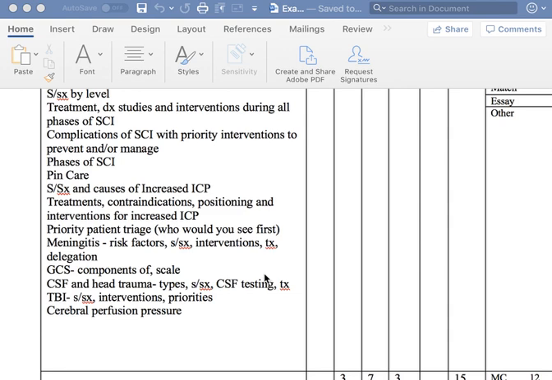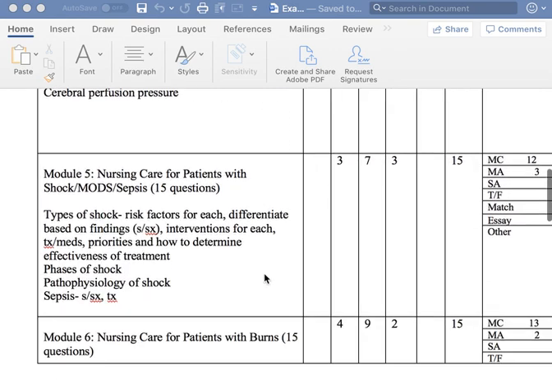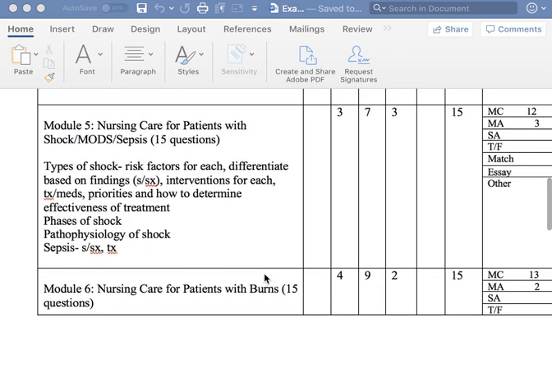Traumatic brain injury, page 1432. There's a really good case study here about the guy that came back from deployment. Make sure you take a look at that. It's a really, really good one. And then understanding what cerebral perfusion pressures are and what that would mean. Module 5, your shock mods and sepsis.